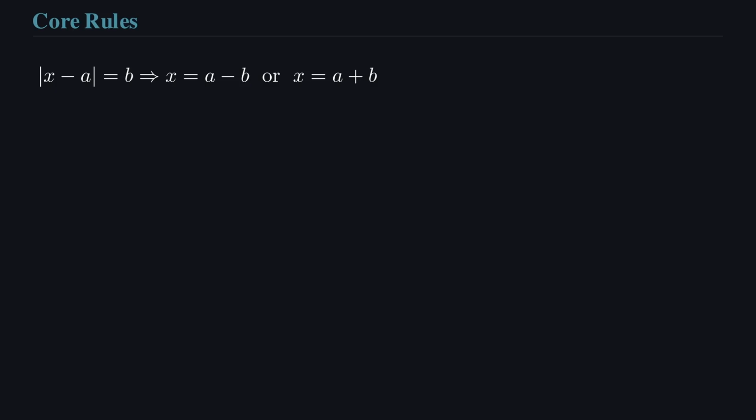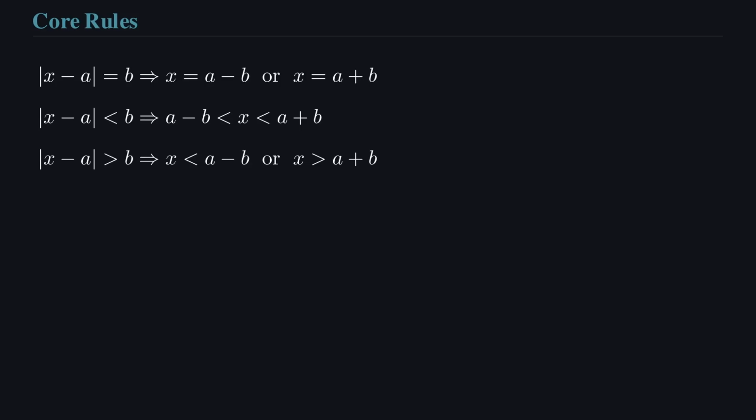Second, for a less than inequality, if the absolute value of x minus a is less than b, then x lies inside one interval. Algebraically, that becomes a minus b less than x less than a plus b. Third, for a greater than inequality, if the absolute value of x minus a is greater than b, then x lies in two outside regions. Algebraically, x is less than a minus b or x is greater than a plus b. So you can remember: less than means inside one interval, greater than means outside in two intervals. And on the graph, equations will give marked points while inequalities will give shaded regions.